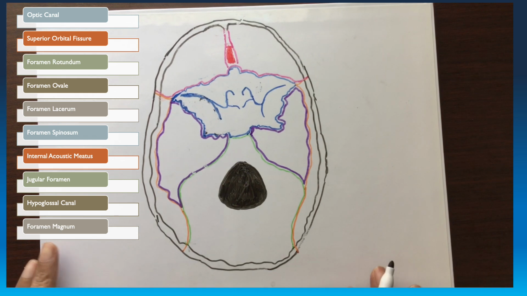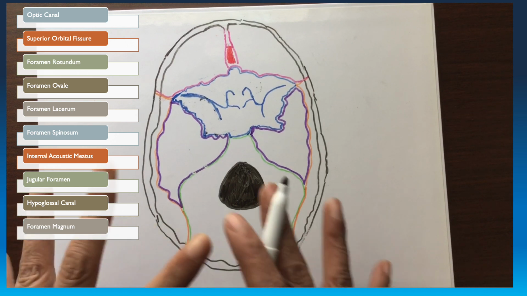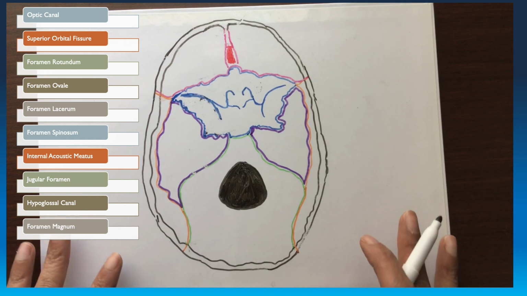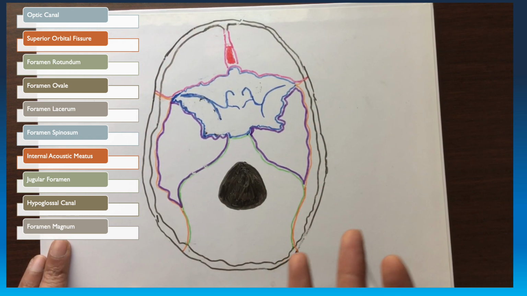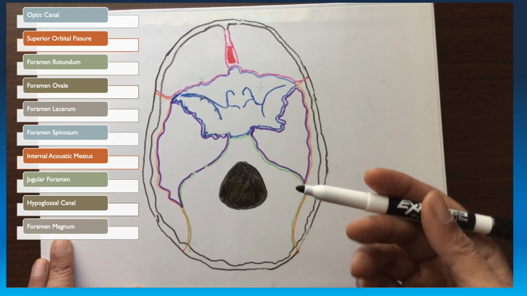Now let's take a look at the base of the skull foramina contents, but we're going to draw them because this is a great kinesthetic way of really mastering the foramina. So here we have the base of the skull, and you can draw it out, or you can just take a printout of the base of the skull, put it in a sheet protector, and then follow along.